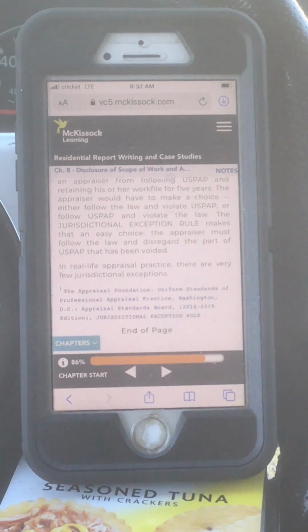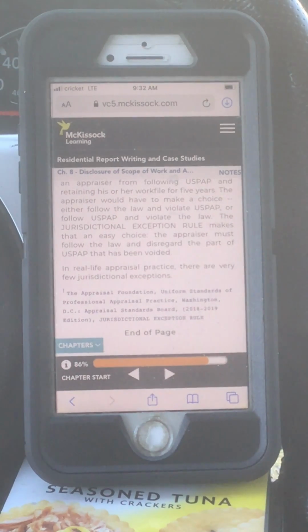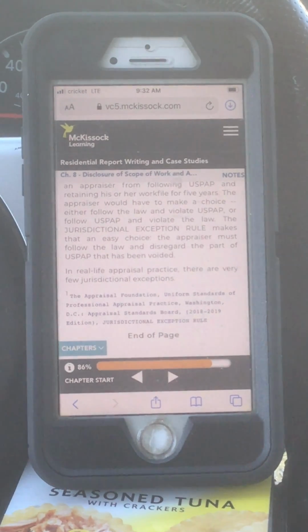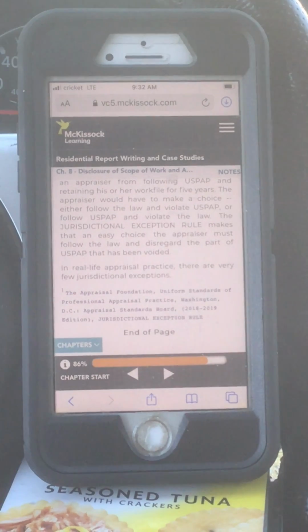The Appraisal Foundation, Uniform Standards of Professional Appraisal Practice, Washington, D.C., Appraisal Standards Board, 2018 through 2019 edition. Jurisdictional exemption rule. End of page.